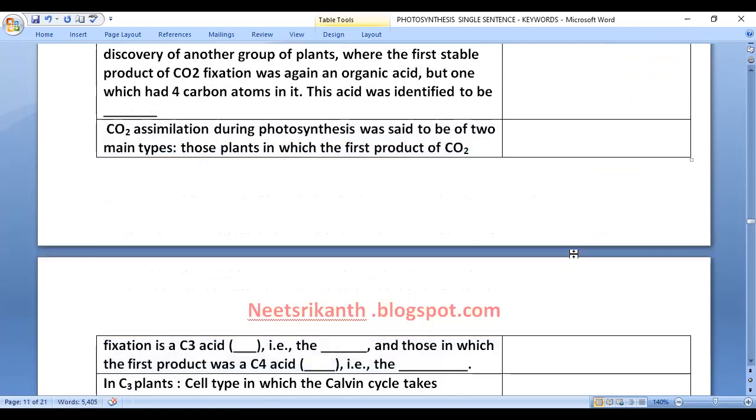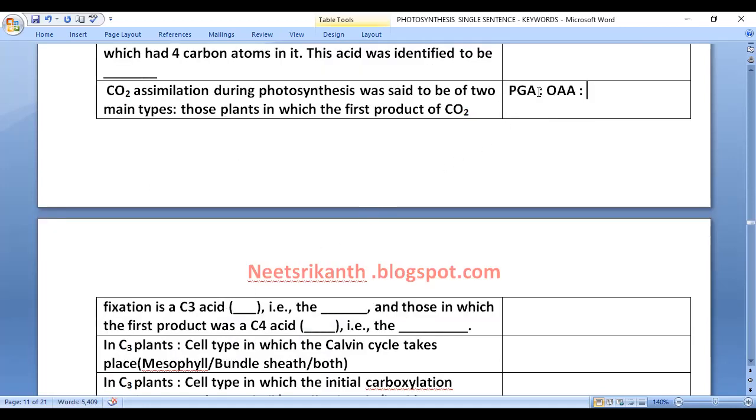Carbon dioxide assimilation during photosynthesis was said to be of two main types. Those plants in which the first product of CO2 fixation is a C3 acid, that is PGA, phosphoglyceric acid, hence the cycle is called the C3 cycle. And those in which the first product was a C4 acid, that is oxaloacetic acid, OAA, the C4 cycle.